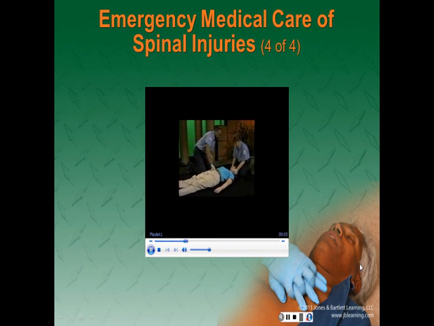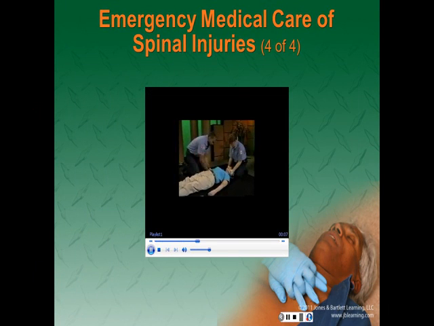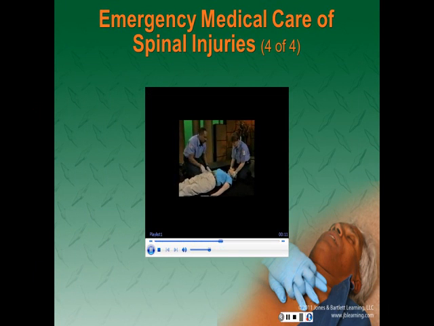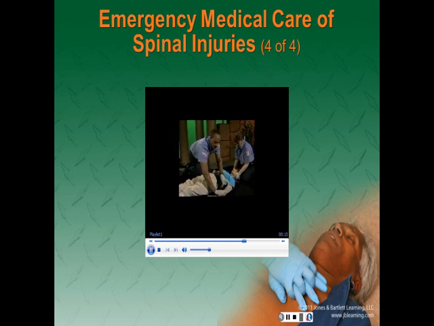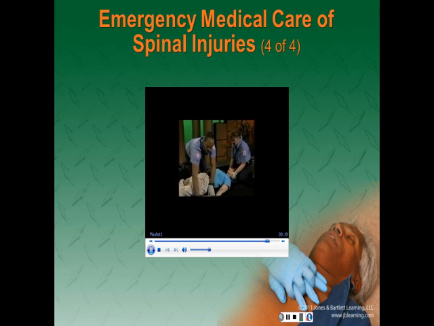Mobilize the head in a neutral position and prevent movement of the neck. Maintain an open airway using the jaw thrust technique mentioned earlier, which avoids moving the head and neck. Monitor pulse, movement, and sensation in all extremities, and don't move the patient unless absolutely necessary.